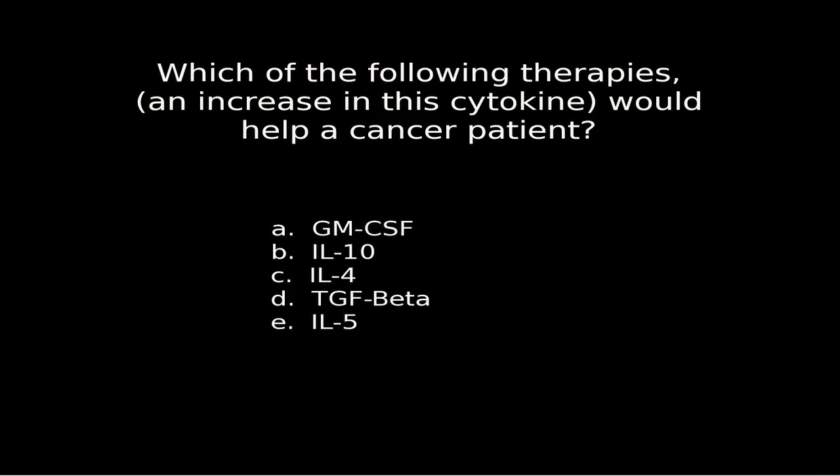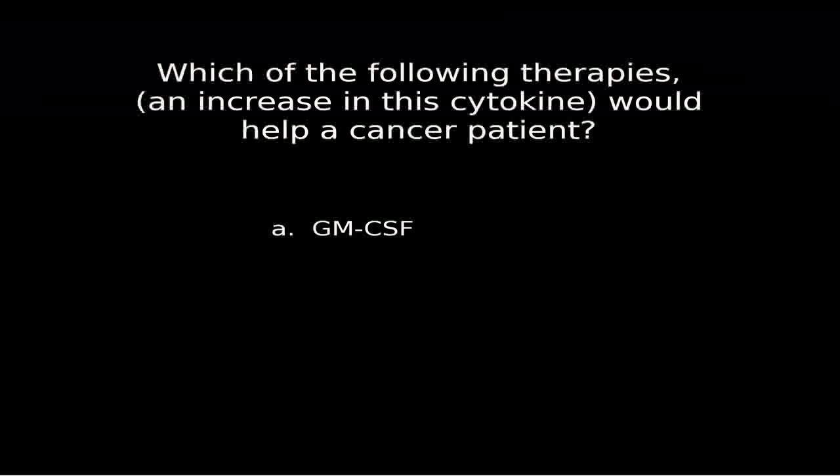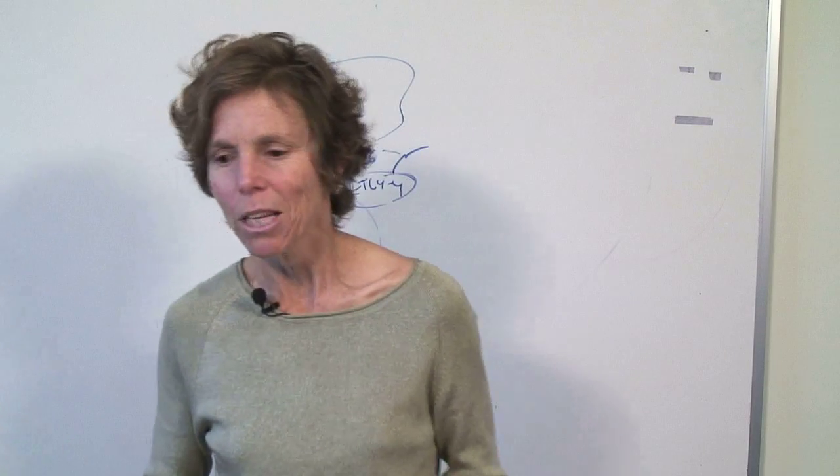Number 6. Which of the following therapies, an increase in this cytokine, would help a cancer patient? Okay, I didn't really say clearly what kind of cancer patient, but bear with me, and think about which of these is not like the other. GM-CSF, okay, that's definitely the right answer. Because remember that cancer chemotherapy, as we know it now, for the most part, kills everybody. It's not particularly intelligent, apart from these new immuno-based therapies.